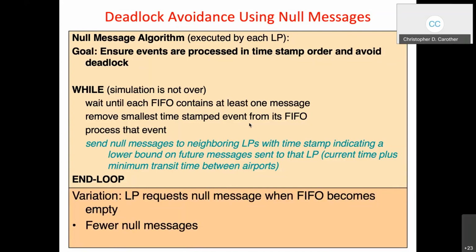The other subtle thing here is that I'm sending a lower bound. We'll see later that that lower bound better not be zero, because if it's zero, there are some problems that can happen. In particular, you just don't have a lot of events that you can process at any one time because of that.